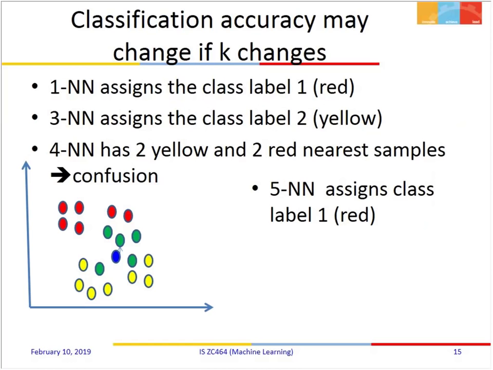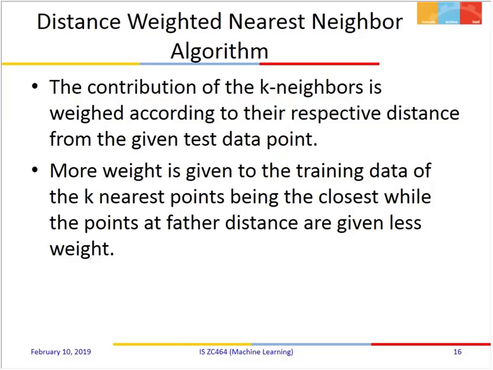Let us see how we are calculating. This algorithm is known as a non-parametric algorithm because here we do not have any concept of slope or intercept. Those kinds of parameters we are not computing. The distances are not set, they are calculated. The contribution is according to the respective distances from the given test data point. So more weight is given to the training data of the k nearest points, being the closest, while the points at farther distance are given less weight.